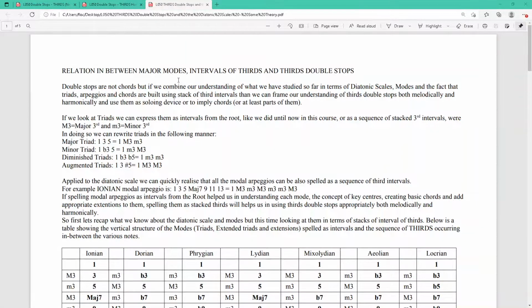So, the relation between major mode intervals of thirds and thirds double stops. Double stops are not chords, but if we combine our understanding of what we have studied so far in terms of diatonic scale, modes, and the fact that triads, arpeggios, and chords are built using stacked third intervals, then we can frame our understanding of thirds double stops both melodically and harmonically, and use them as a soloing device or to imply chords. Now, what does that mean?